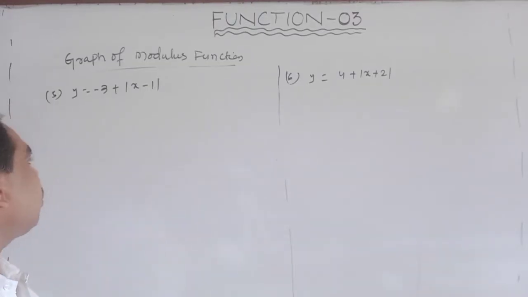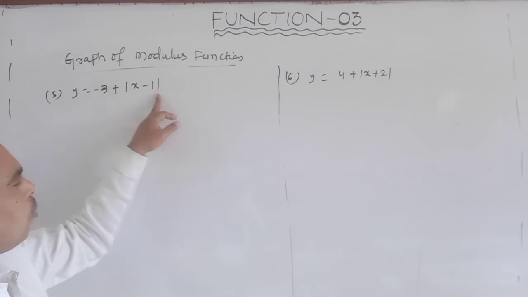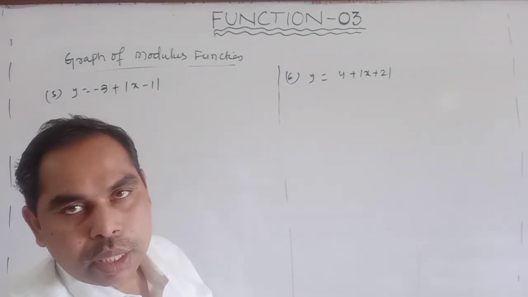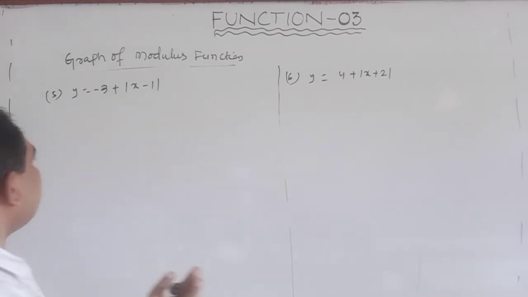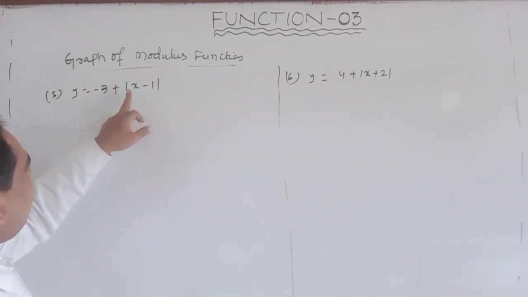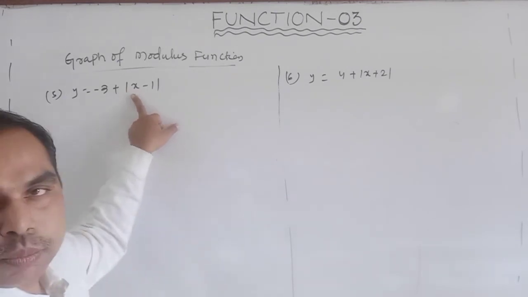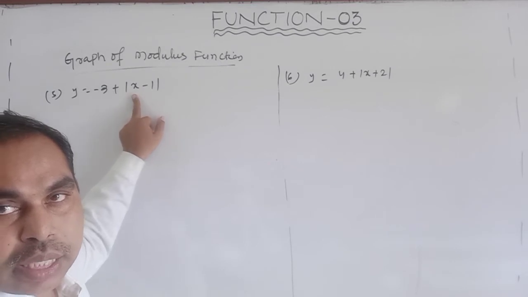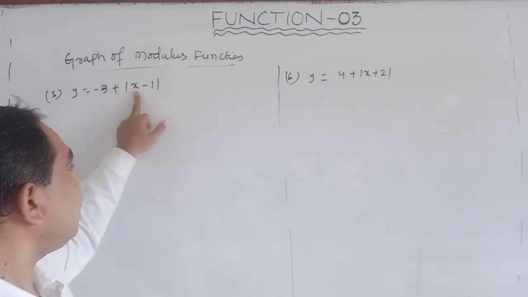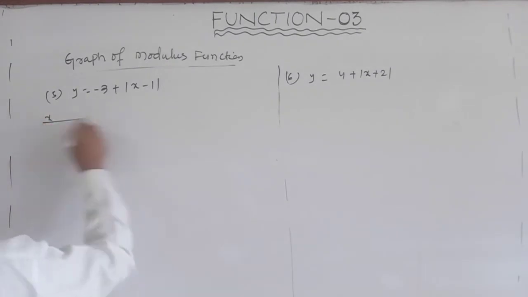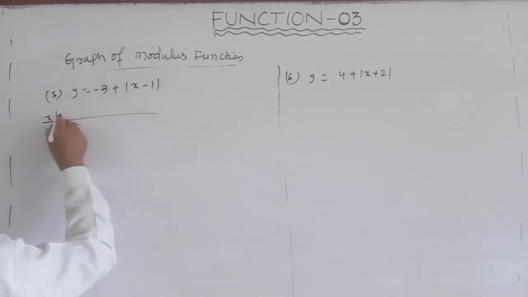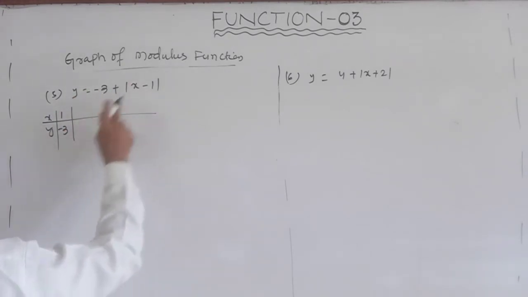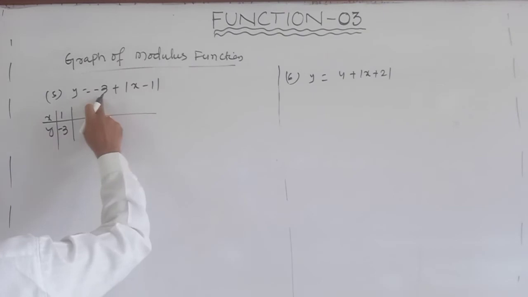Next, type y is equal to minus 3 plus mod of x minus 1. Here, y is equal to 4 plus mod of x plus 2. First, let's take it out: for what value of x is mod of x minus 1 equal to 0? For x equal to 1 it is 0. So y when x is equal to 1 is minus 3: x is equal to 1, it is 0, so 0 minus 3 means minus 3.